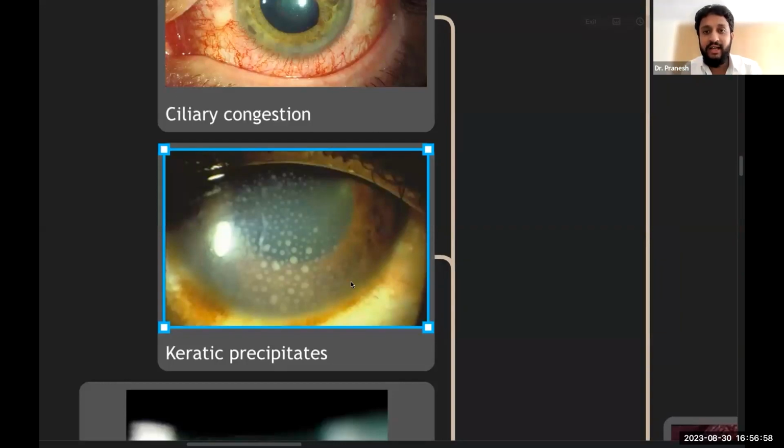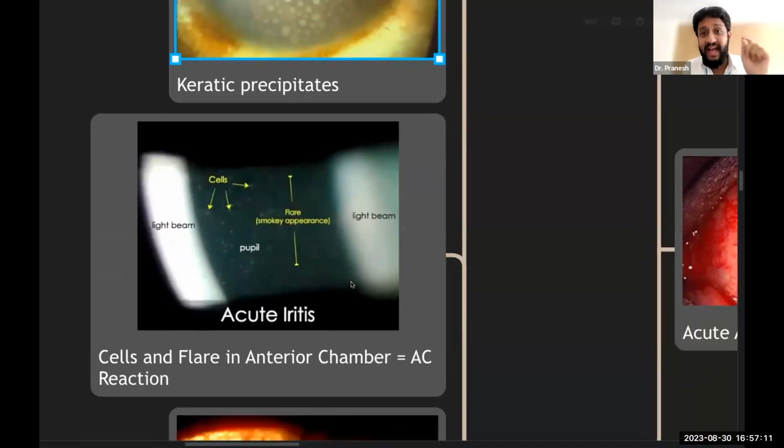This will look like an SPK, superficial punctate keratitis, like what Anita ma'am had presented, but it is not on the superficial part. It's more on the endothelium or the back part of the cornea. That's why it's called precipitates. Always look for AC reaction. Any trauma patient, any ulcer patient, any acute red eye patient, please look for anterior chamber reaction, look for cells, look for flare. I hope you know what cells and flare mean.